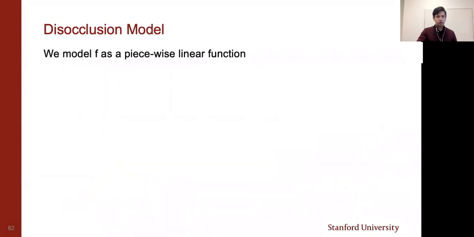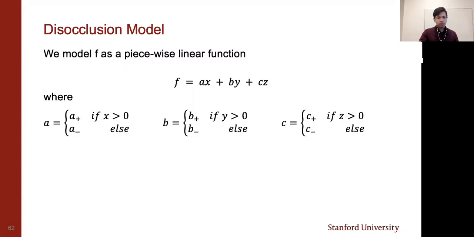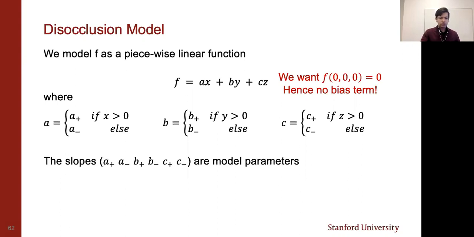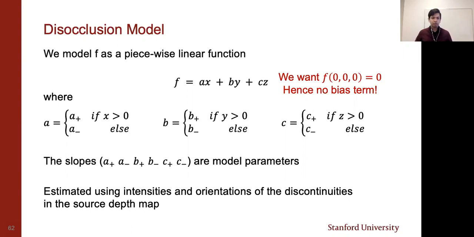And this allows us to model the function f as a piecewise linear function ax plus by plus cz, where a, b, and c are constants along each half axis. Notice that there's no bias term, and this is because when the translation is 0, by definition, we cannot have any disocclusion holes. The slopes a plus through c minus are model parameters that depend implicitly on the scene geometry, and these are estimated using the source depth map.